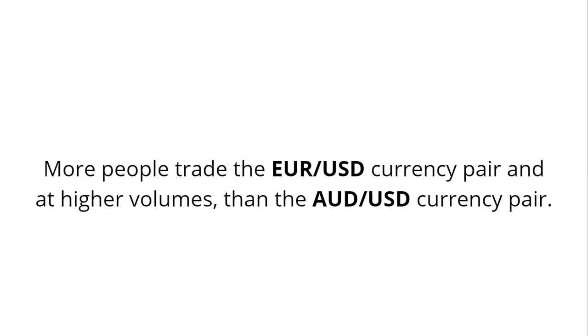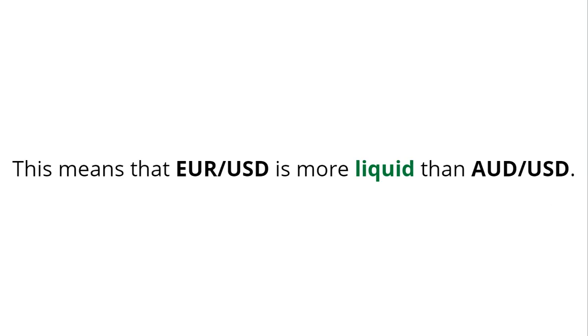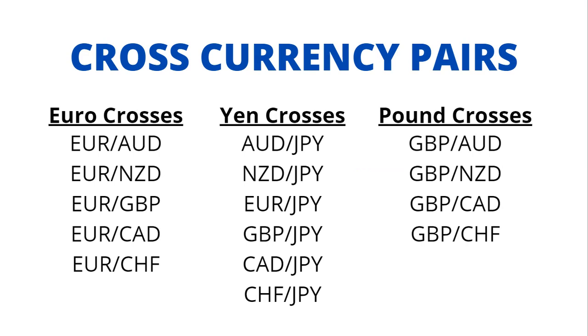Because Euro USD is probably the most heavily traded pair in the world. It includes two of the largest economies, right? The European Union and the United States. So again, more people trade the Euro USD currency pair and at higher volumes than the AUD USD currency pair. But what does that mean? Well, this means that Euro USD is more liquid than AUD USD. There's more liquidity in the Euro USD market than there is in the AUD USD market. Does that make sense?